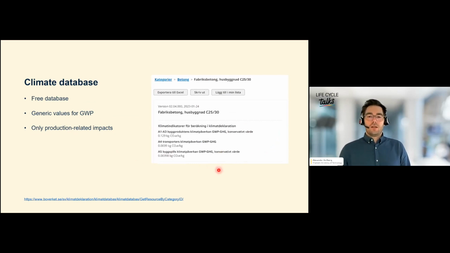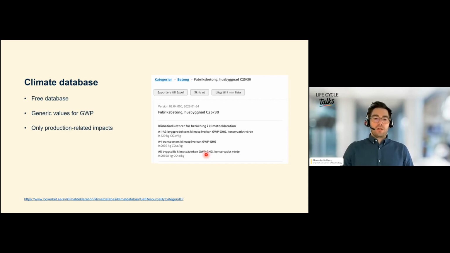Generic values means they're not product or manufacturer specific, like, for example, environmental product declarations, but they try to represent the average typical building products in Sweden. There are two challenges with this. Well, one is they only look at the production-related impacts.